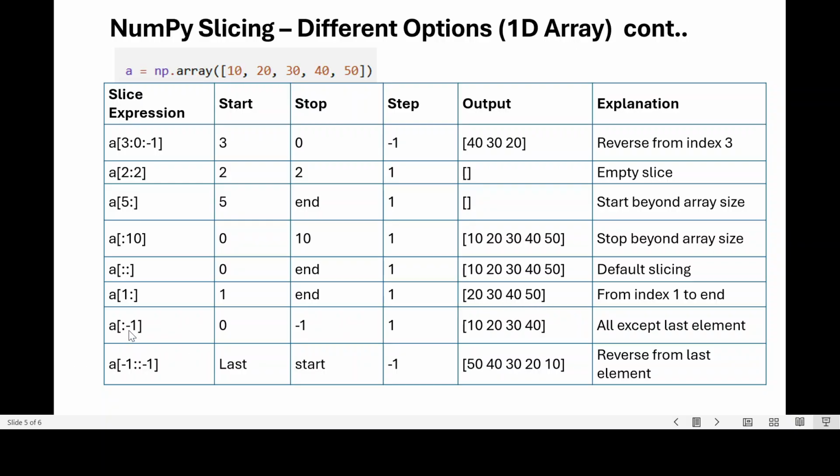The next expression a[:-1]. Here NumPy selects every element except the last one. So the output is 10, 20, 30, 40. The next expression a[-1::-1]. This expression starts from the last element and moves backward one position at a time. So the output is 50, 40, 30, 20, 10. Although it produces the same result as a[::-1], it explicitly starts from the last element before reversing.